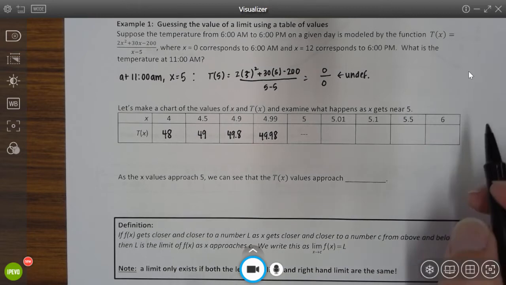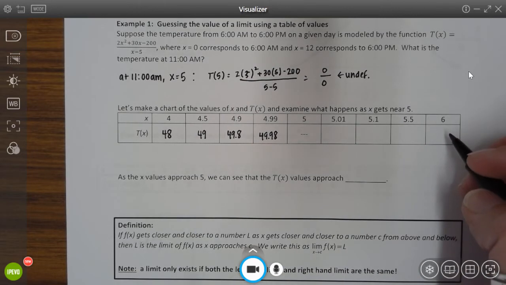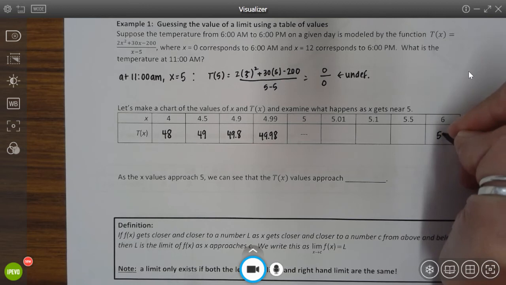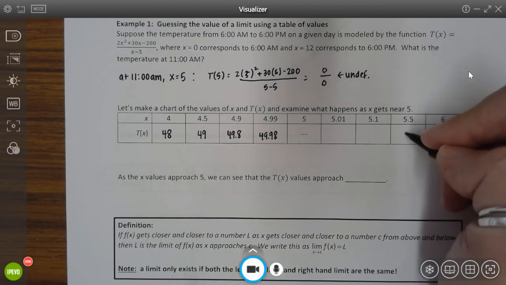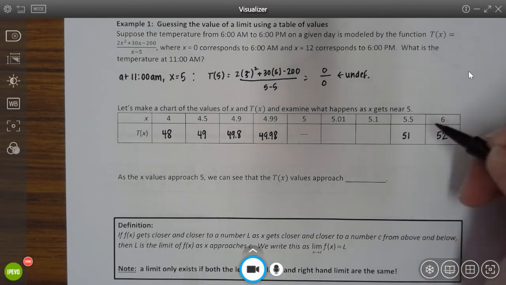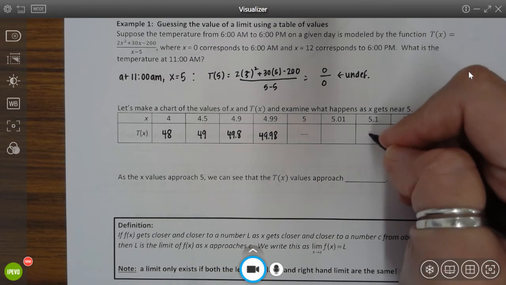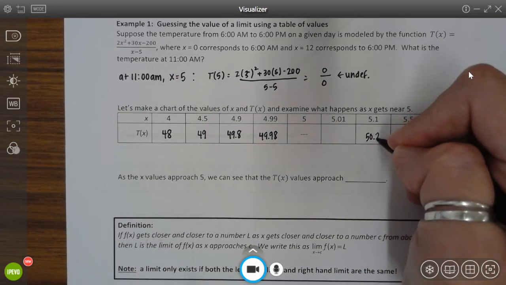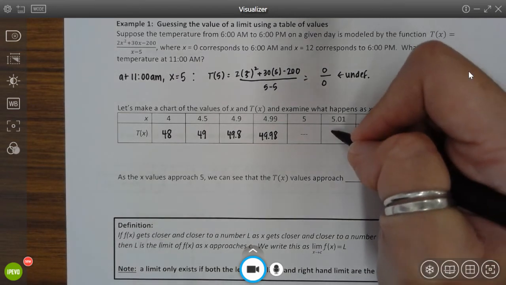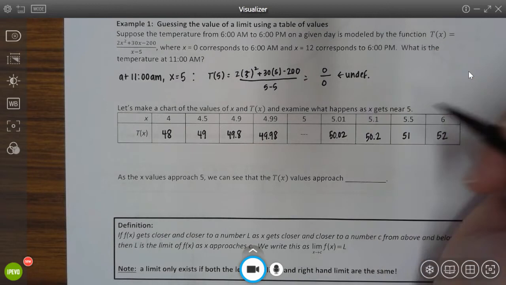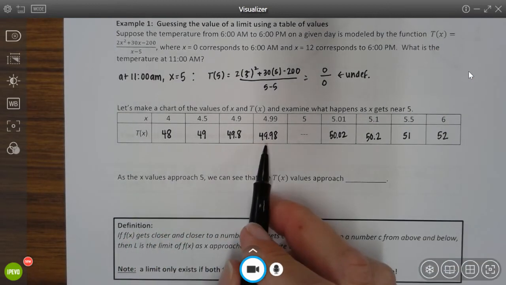And then I can do the same thing from the other side. So starting at x equal to 6, which would be at noon, my temperature would be 52. At 5.5, my temperature would be 51. That would be 11:30. At 5.1, we'd get about 50.2. At 5.01, we'd get about 50.02. So you can see what's happening as we're getting really close to 5.